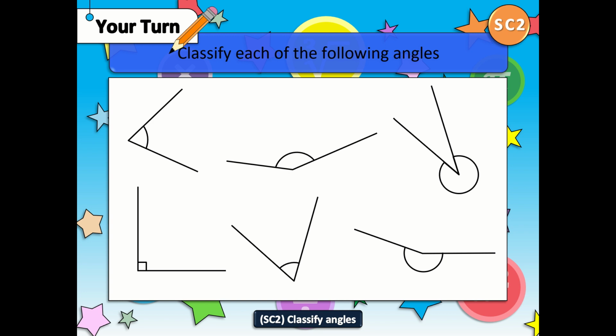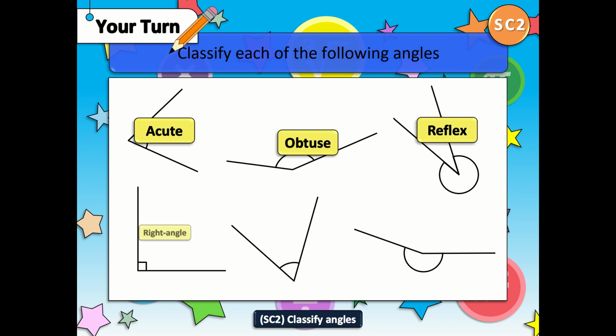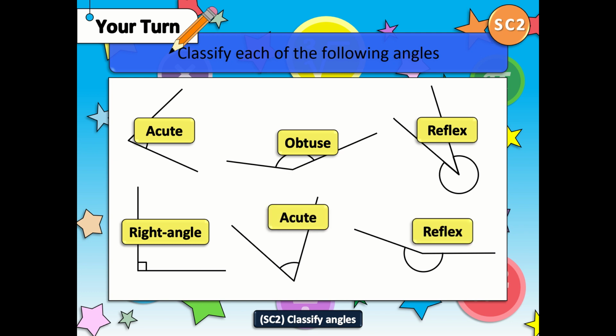Here are your answers. So the first one is an acute angle. This one's an obtuse angle. This is a reflex angle. This is a right angle. This is an acute angle. And this is a reflex angle.